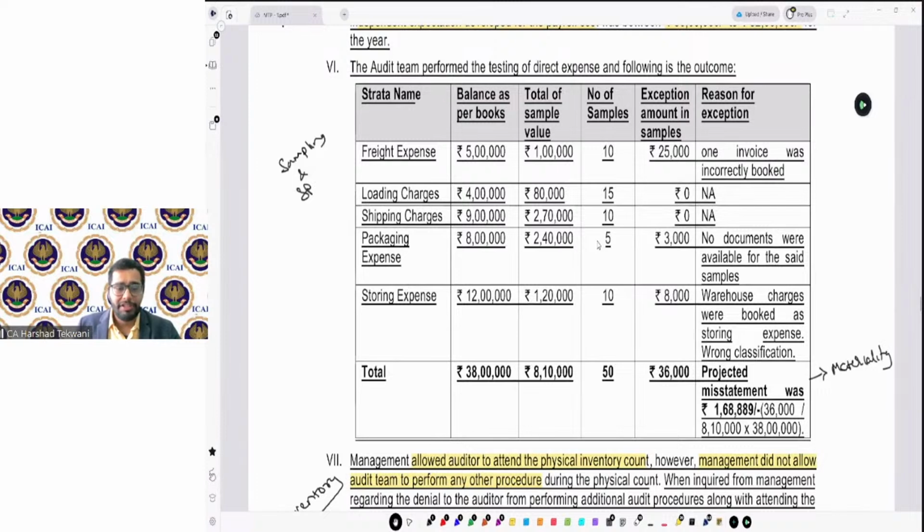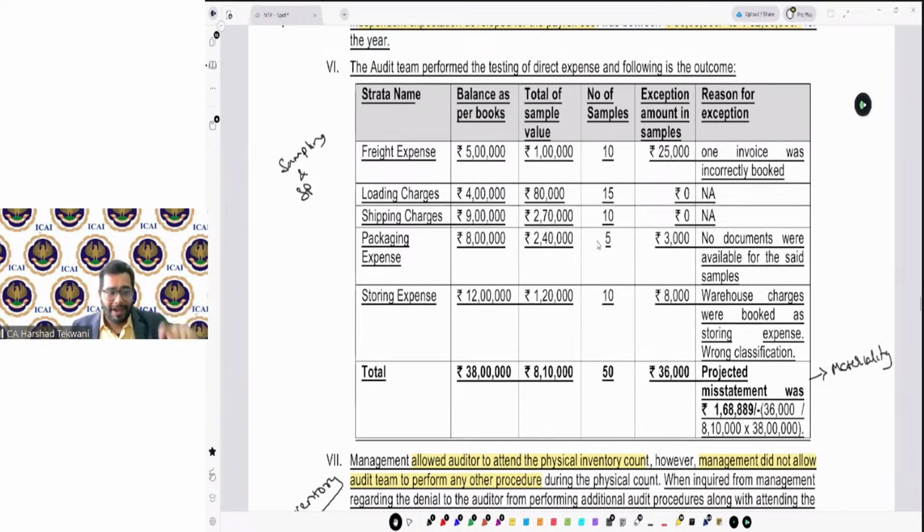How usually should the misstatement be projected? In the current case, you have various expenses. How will you project your misstatement? So I have a freight expense, loading charges, shipping charges, packing expense, storing expense. The total misstatement which was identified is 36 lakh rupees. So 36 lakhs in front of total sample value and the balance of 38 lakh rupees. So the projected misstatement came to 1,68,889.